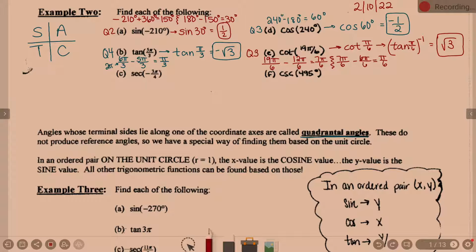Okay. Well, let's try C. Secant of negative 3 pi over 4. Different people will do different things on this one. Some of you like negative 3 pi over 4. You don't care about negative. You can handle that. So if that's you, where is negative 3 pi over 4 take me?